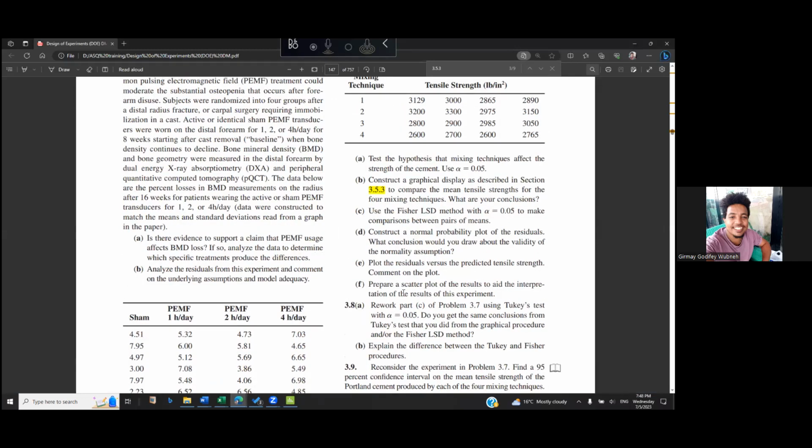Finally, prepare a scatter plot of the tensile strength to aid interpretation of the results of the experiment.